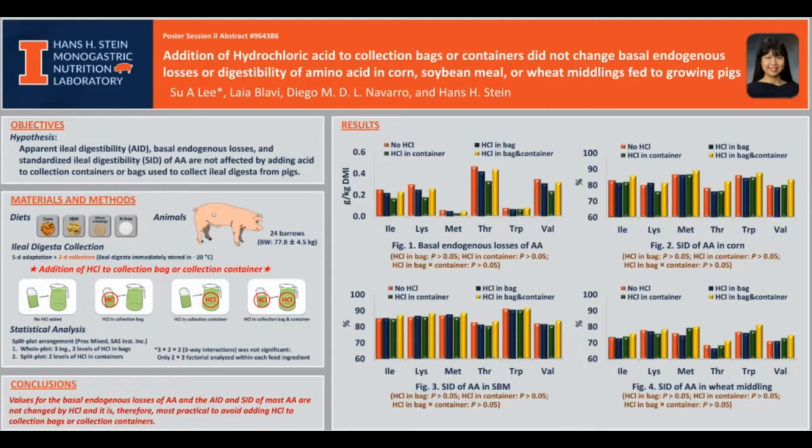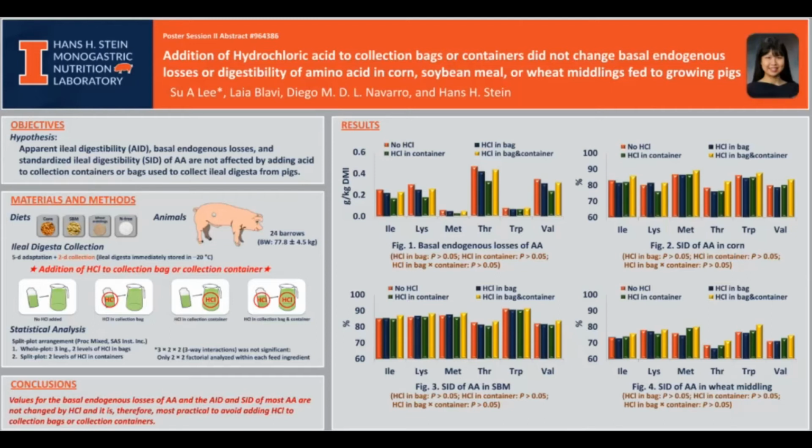Among the 6 pigs fed the same diet, digesta from 3 pigs were collected in bags containing no hydrochloric acid, whereas 40 milliliters of hydrochloric acid was added in the bags for the ileal digesta from the other 3 pigs. Every other bag collected from each pig was emptied into a container without adding hydrochloric acid, whereas the remaining bags were added to a container along with 40 milliliters of hydrochloric acid for each bag.